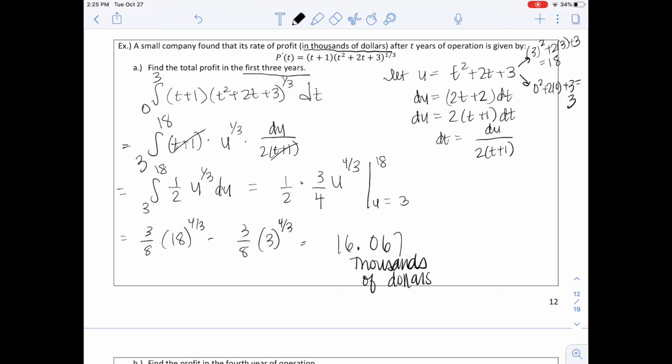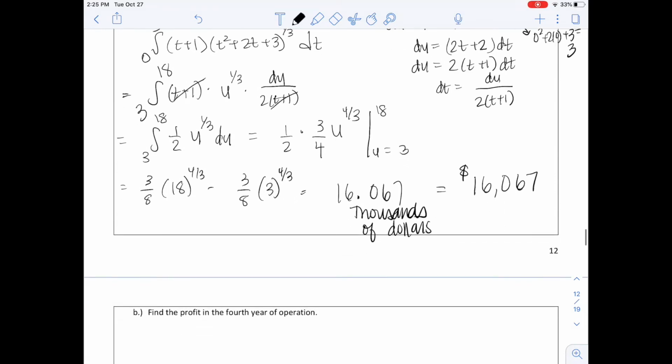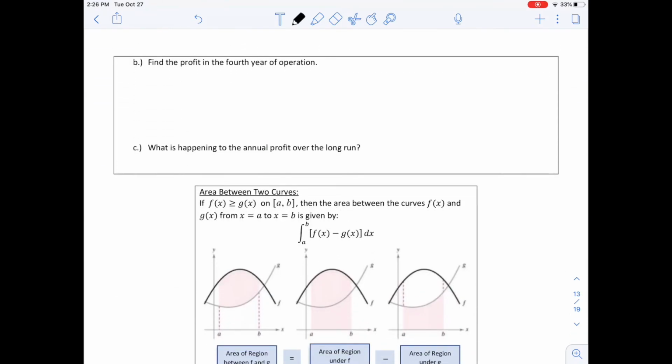And again, you can leave your answer like this. However, another way to do that would be multiplying by 1,000 and rewriting this as $16,067. So either of those, their equivalent answers would work. The problem does continue on to the next page, and this one says find the profit in the 4th year of operation. So finding the profit for the 4th year, I would be integrating this. Since it's only the 4th year, I'd be going from 3 to 4 of my function, which was t plus 1 times t squared plus 2t plus 3 dt.